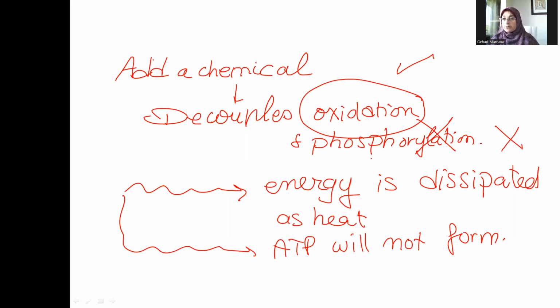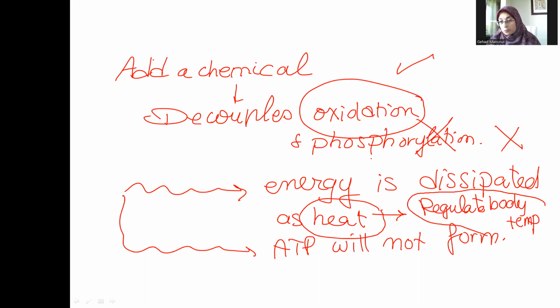Is that process beneficial or harmful? Both. In some organisms, that energy that is dissipated as heat is important for homeostasis, to regulate body temperature. So sometimes decoupling of oxidation with phosphorylation occurs in living organisms on purpose in order to generate heat, and when it generates heat, it will keep the organism warm.